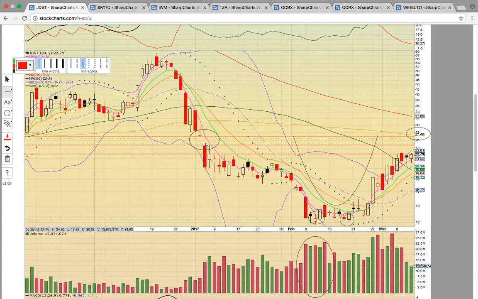This red line right here, this horizontal resistance line, is the bottom of the gap, and this resistance line is the top of the gap. So currently, bulls want to see a break above the bottom of the gap. If that happens, you could see a gap fill and a run up to the 100-day simple moving average, which is currently at 27.49. And so that is the next target, as long as this green line here, which is the 50-day simple moving average, turns into support.